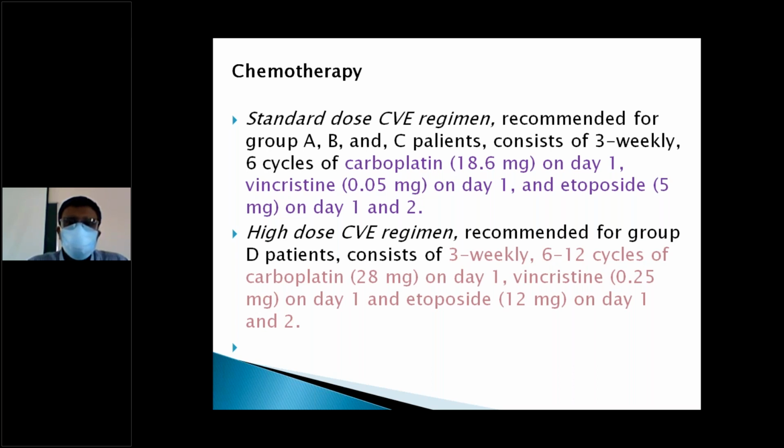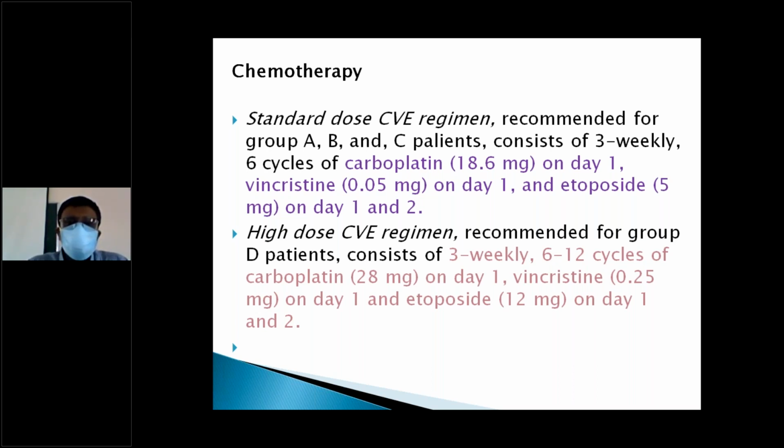It consists of 3 weekly, 6 cycles. Every 3 weeks you should give carboplatin, vincristine, and etoposide, for 6 cycles. You should give it every 3 weeks, 6 times, until the six cycles are completed.